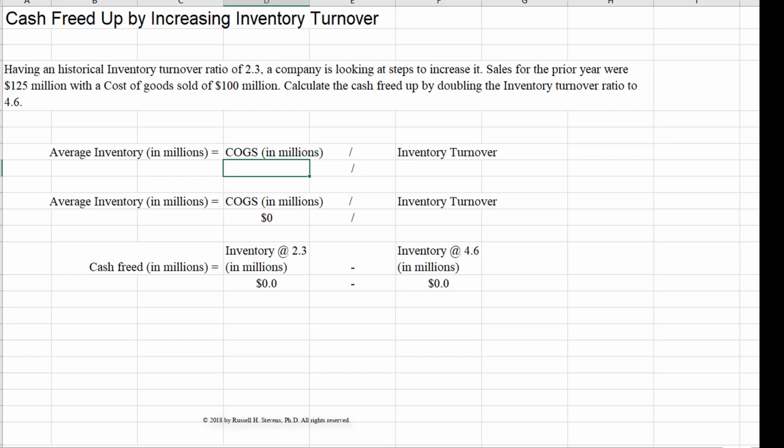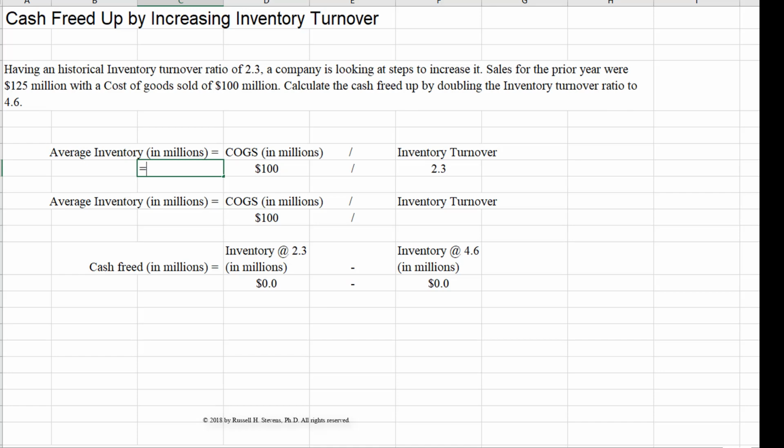Highlight the workbook cell directly under the upper cost of goods sold in millions and type in 100. Notice that all dollars are going to be shown in millions. Consistency in format is very important. Highlight the workbook cell directly under the upper inventory turnover and type in 2.3. Highlight the workbook cell directly under the upper average inventory in millions.